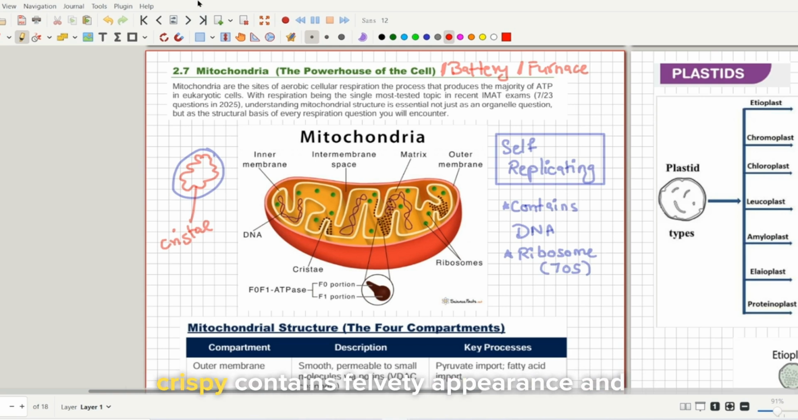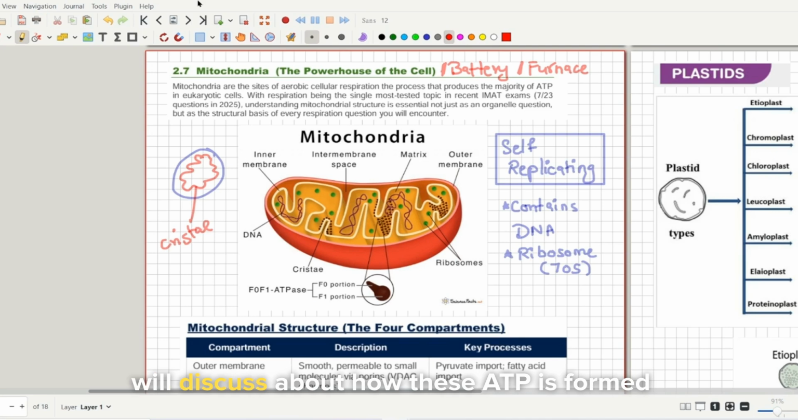So the thing is that cristae have a velvety appearance, and first of all, as we discussed, they contain F particles. They also contain electron transport chains. On those electron transport chains ATP is formed. We will discuss electron transport chains in detail in our chapter about respiration.